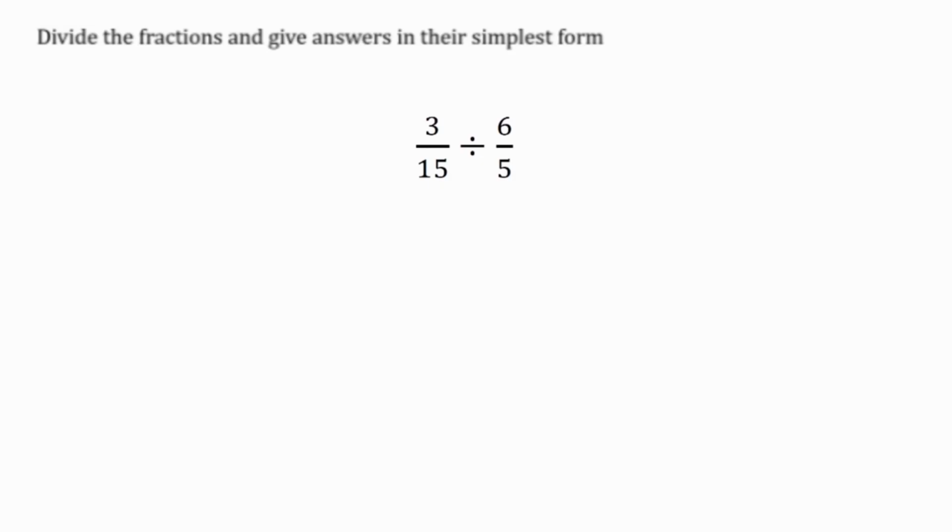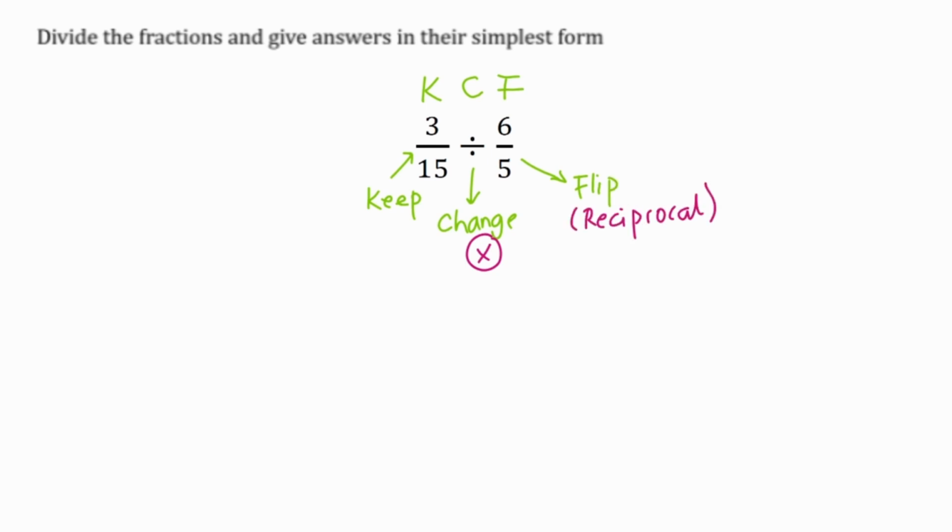So now that we have looked at reciprocals, when we are dividing fractions, we do something called KCF, where our K means we keep the first fraction as it is. C means we change the divide sign into a multiplication sign. And we flip our second fraction, which means we are finding the reciprocal of the second fraction.